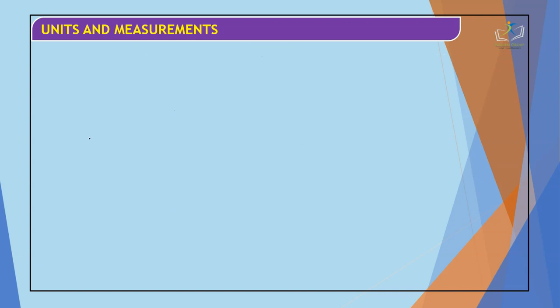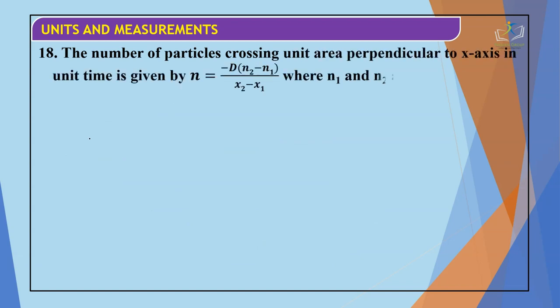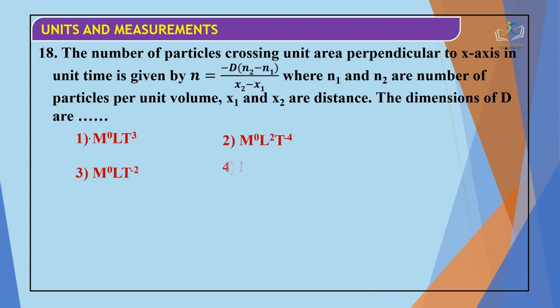I hope you understand. Next question we have: the number of particles crossing unit area perpendicular to the x-axis in unit time is given by n equals minus D times (n2 minus n1) divided by (x2 minus x1), where n1 and n2 are numbers of particles per unit volume and x1 and x2 are distances. The dimensions of D are M0 L T3, M0 L2 T minus 4, M0 L T minus 2, M0 L2 T minus 1. Students, let's move with the solution part.